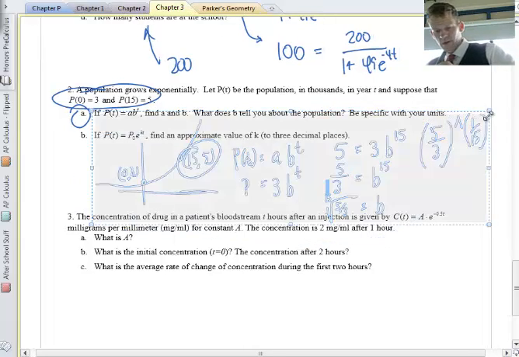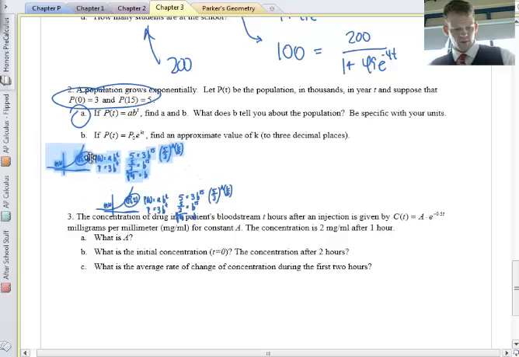Let's see if that'll work. Yeah, we can shrink all that. Just put that over there.